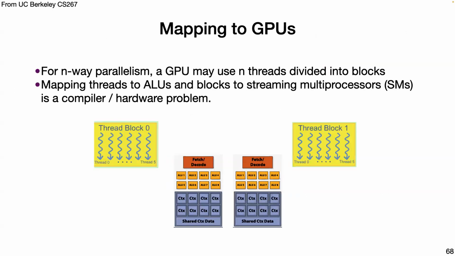Yeah, and for GPUs, for n-way parallelism, a GPU can use n threads divided into thread blocks, and it maps those threads to ALUs and blocks onto streaming multiprocessors in GPUs, and that is done by the compiler. You have these thread blocks with a huge number of threads, and then those get mapped to the actual computation.